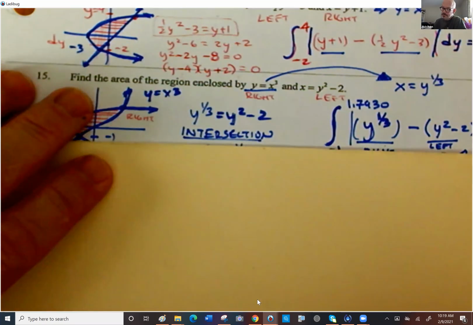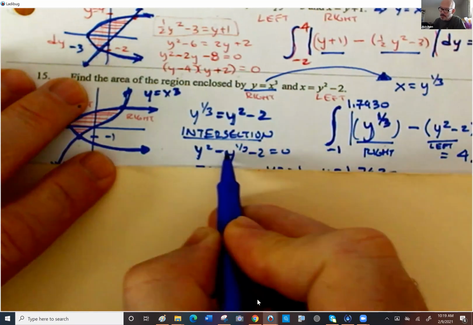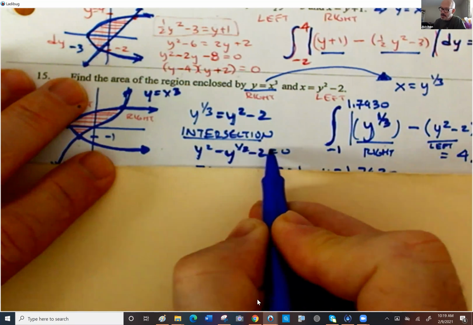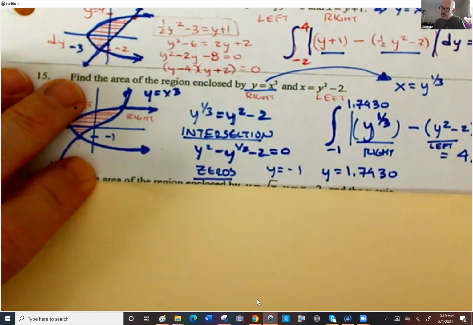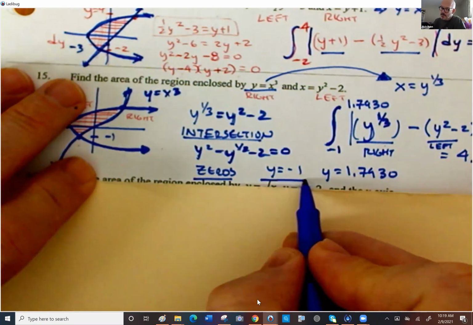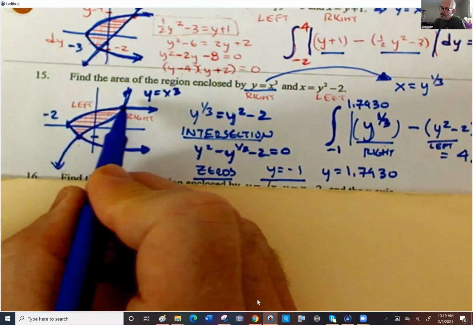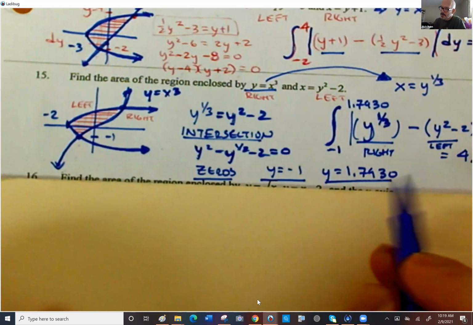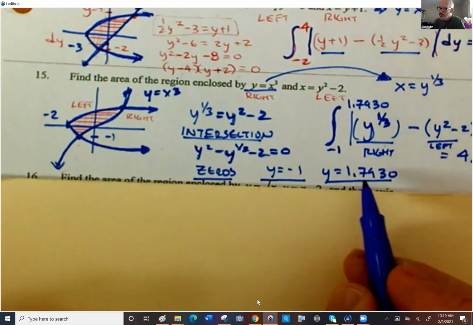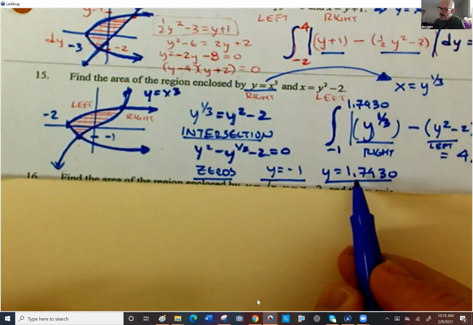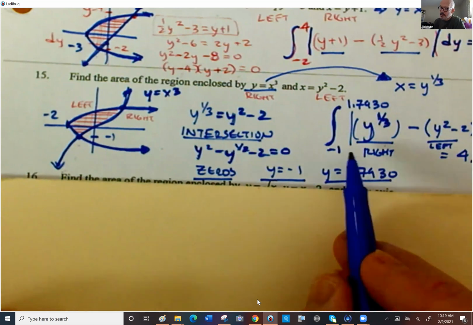Okay. Or you could manipulate the equation by subtracting from both sides and put that in your calculator and find the zeros. Regardless of your method, you'll find that we're going from y equals -1 here to y equals 1.7930. And yes, I put the 0 there because they're looking for 4 decimals in the intermediate step. And this one, of course, is the bottom. This one is the top, and that's shown in our integration.